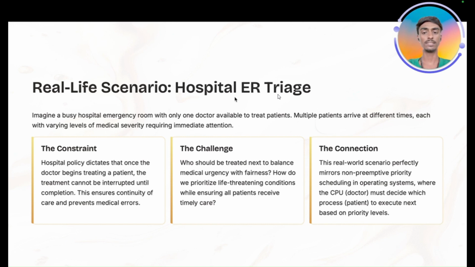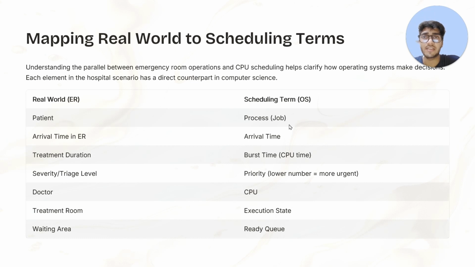The connection is clear. This real-life situation mirrors CPU scheduling. The doctor acts as the CPU and the patients are like processes with different priorities. You can see all this in this slide. Now I will explain mapping real-world problems to scheduling terms.